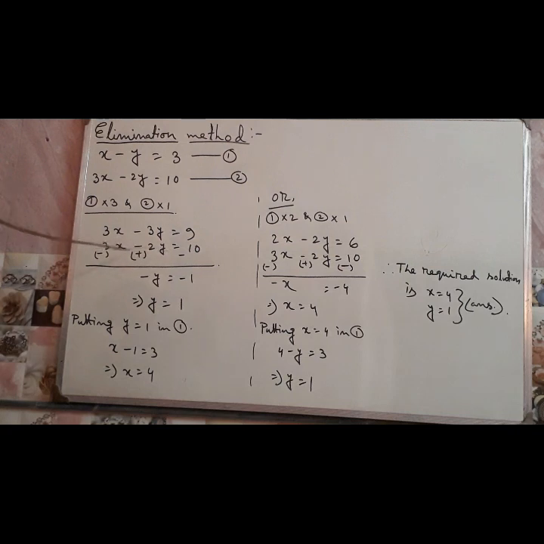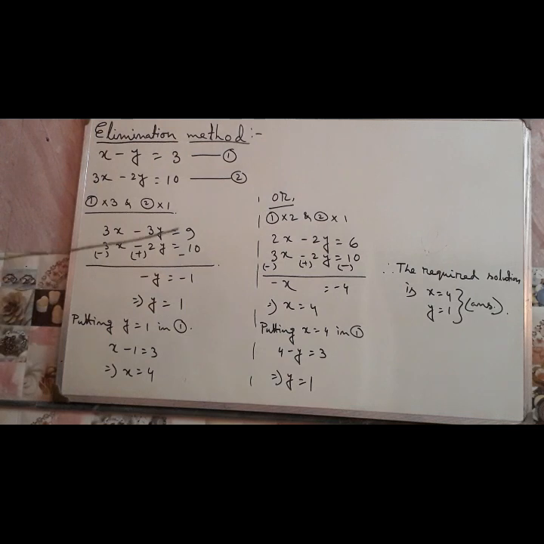So subtracting, the sign of the second equation will be changed. Calculating minus 3y plus 2y, that will be minus y, plus 9 minus 10, that is minus 1. That implies that y is equal to 1. Now putting the value of y equal to 1 in the first equation, we will get x is equal to 4. Okay, this is one process.